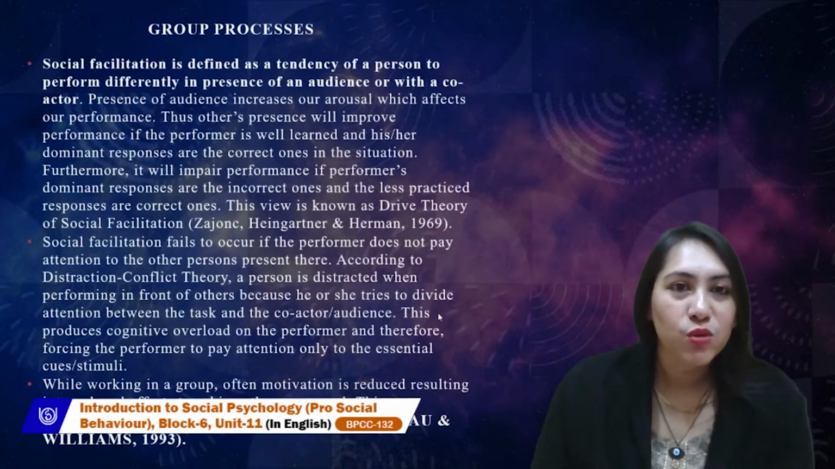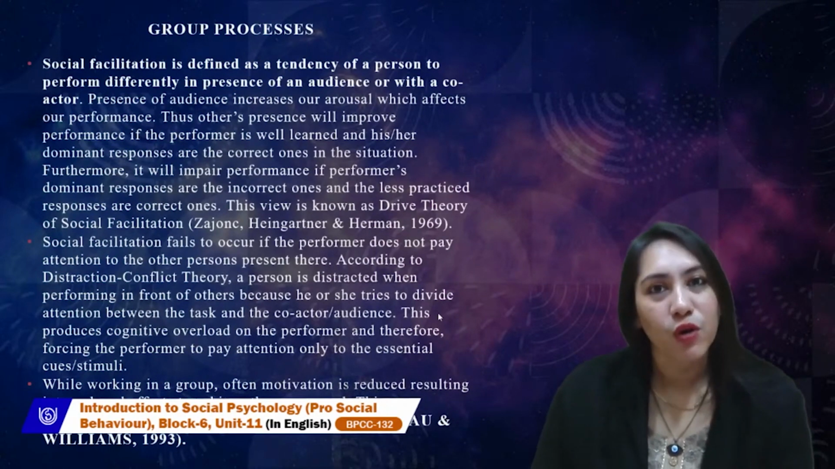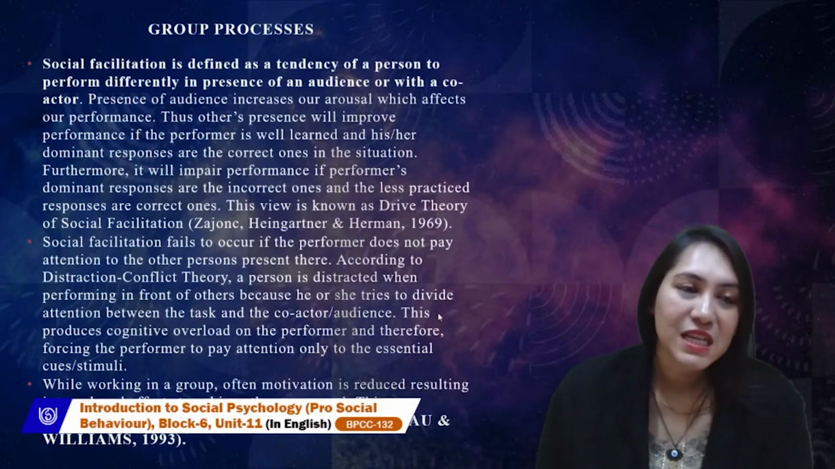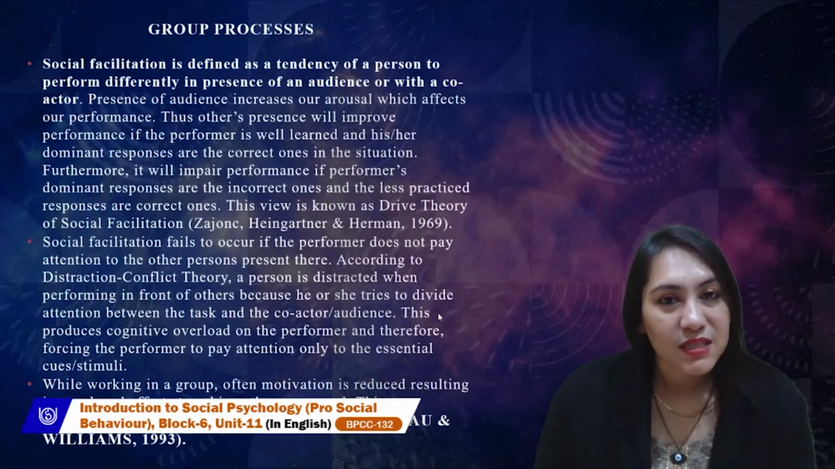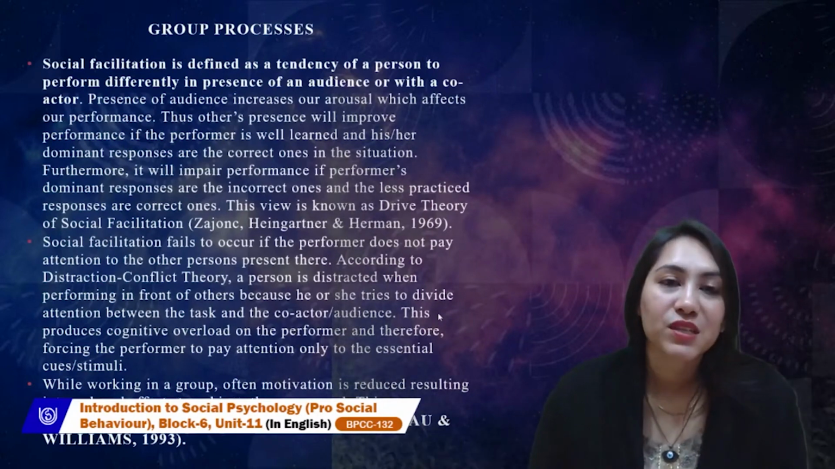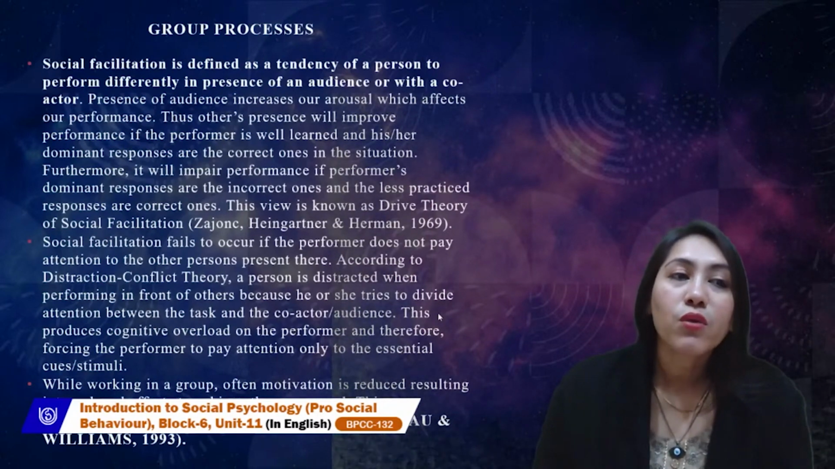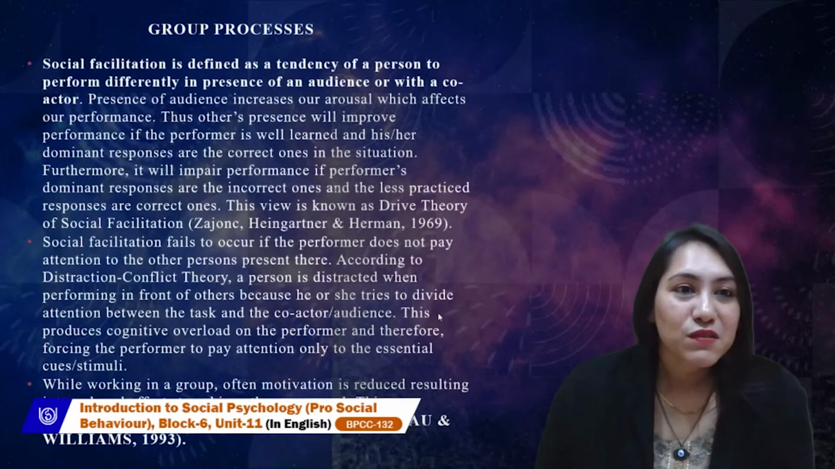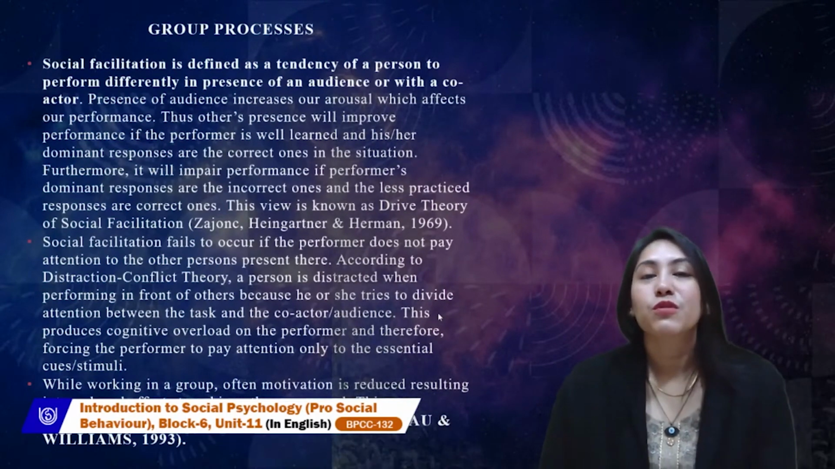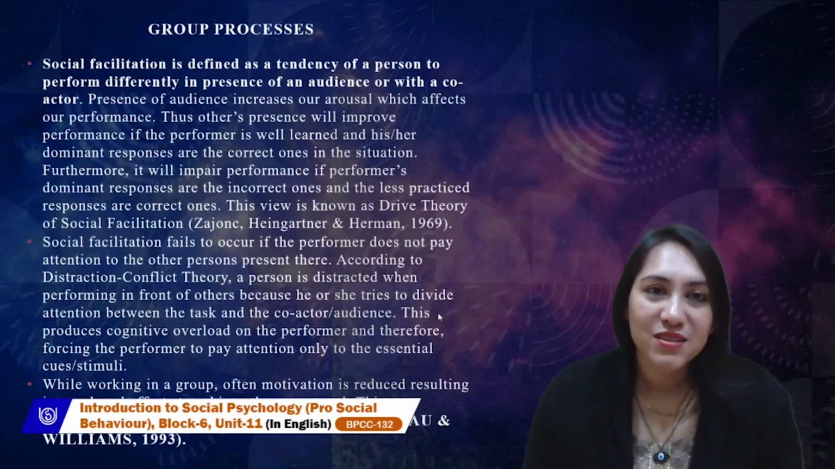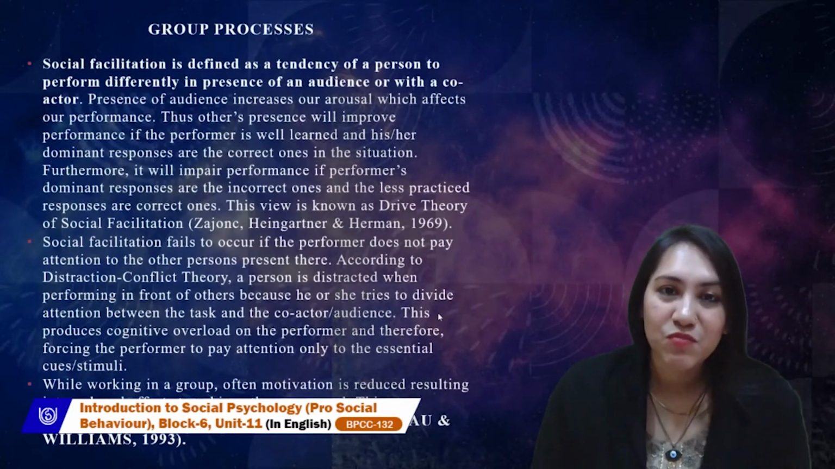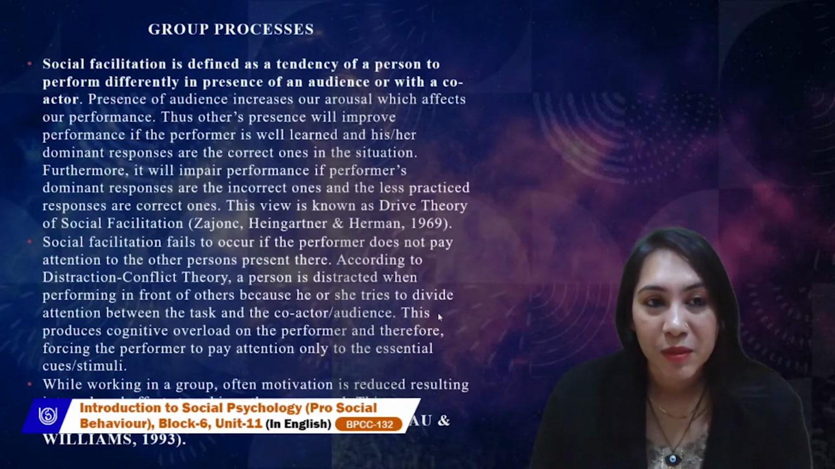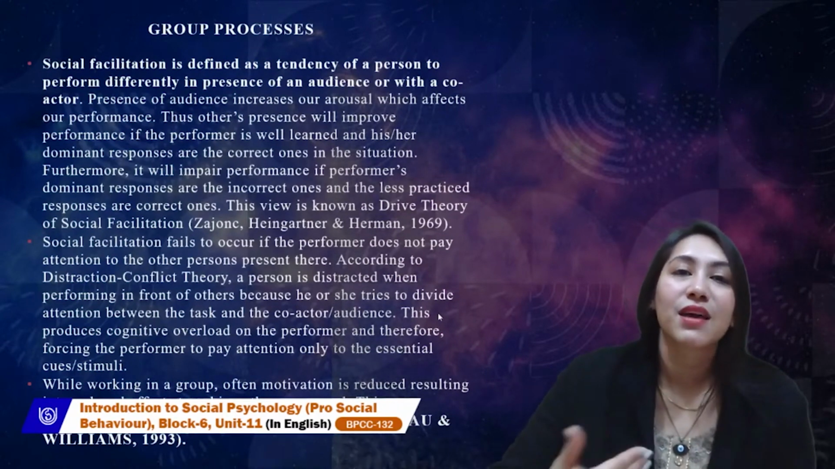So in a group, when you perform, are you going to be different? And when you're devoid of that group, you'll perform differently. So social facilitation is one of the first group processes, a tendency of a person to perform better in the presence of an audience or with a co-actor. You might have seen that at times some children perform really well when they see their parents and their family sitting in the group. So that's the presence of an audience and presence of their family members that increases their performance.